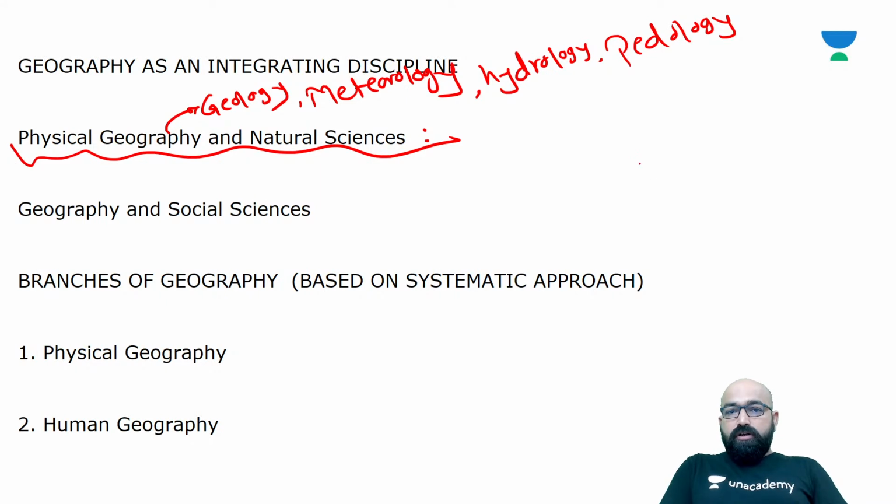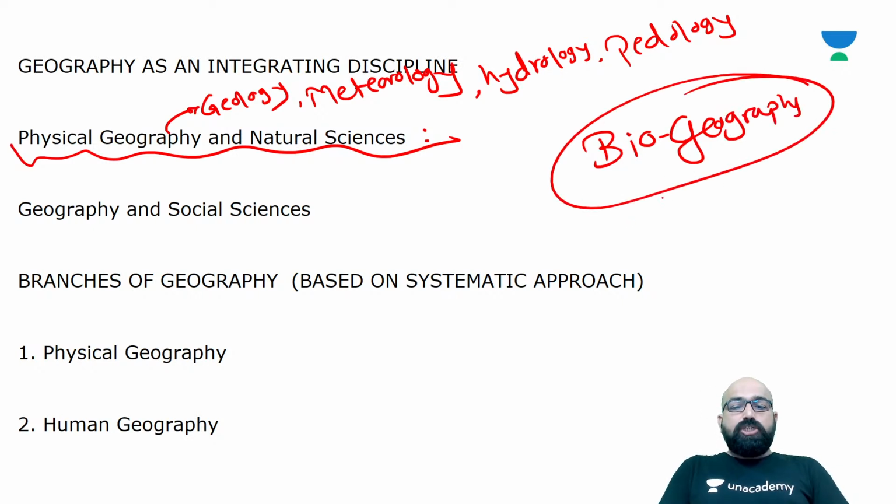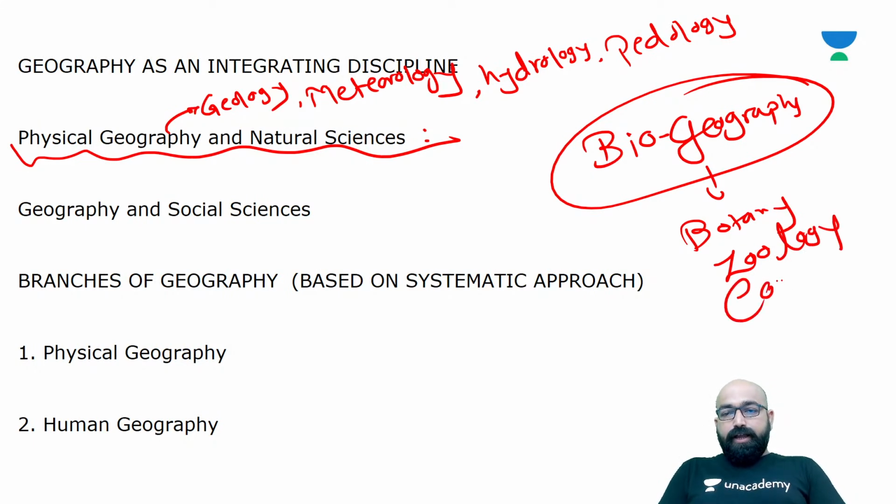Now, biogeography is closely related to botany, zoology, as well as ecology, as human beings are located in different locational niches.